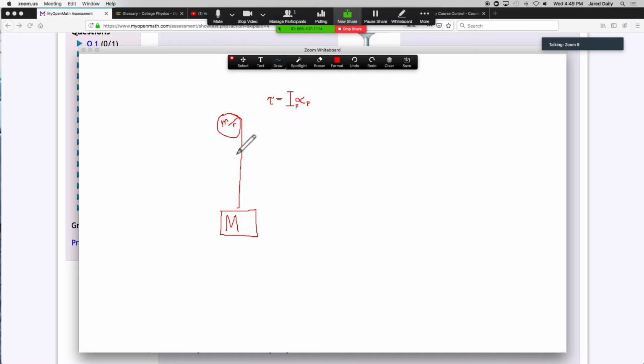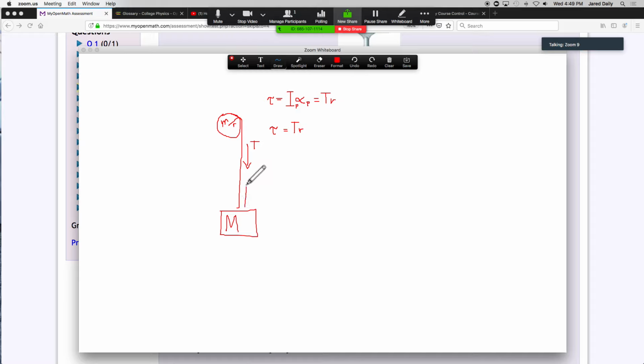The torque is caused by the tension in the rope. There's a tension in the rope right here. The tension is caused by this mass pulling downward, right? And so the torque is also equal to the tension in the rope times the radius of the pulley, because that tension is pulling on the pulley right there. So this one ends up equaling the tension in the rope times the radius.